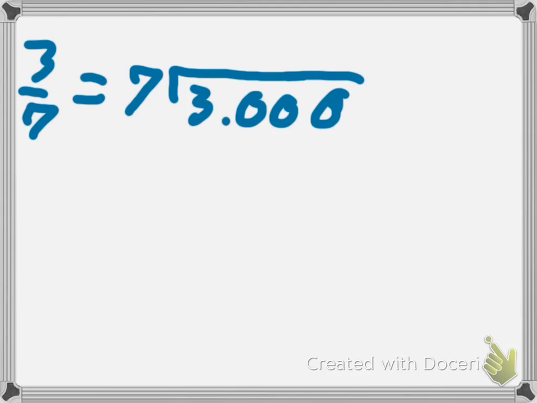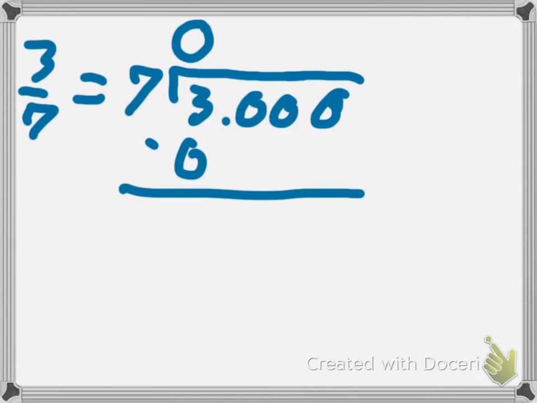So in my fraction here, 3/7, 3 would be the dividend and 7 would be the divisor. So I would set up my traditional algorithm and then simply divide. So there's 0 groups of 7 that fit in 3. So I'm going to put 0 in the ones place and then subtract.